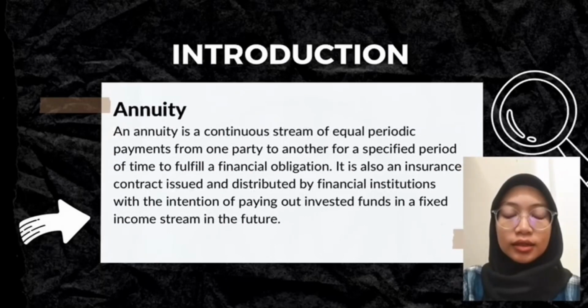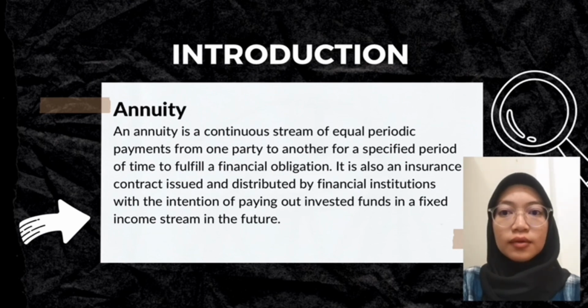Annuity. An annuity is a continuous stream of equal periodic payments from one party to another for a specified period of time to fulfill a financial obligation. It is also an insurance contract issued and distributed by financial institutions with the intention of paying invested funds in a fixed income stream in the future.